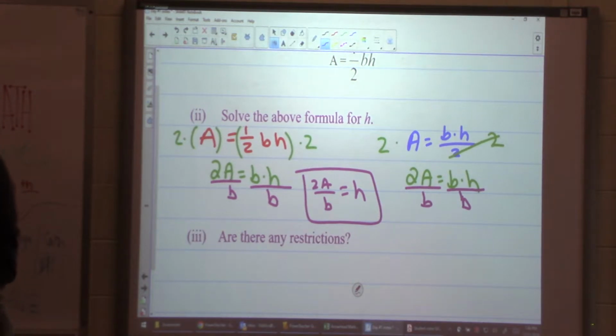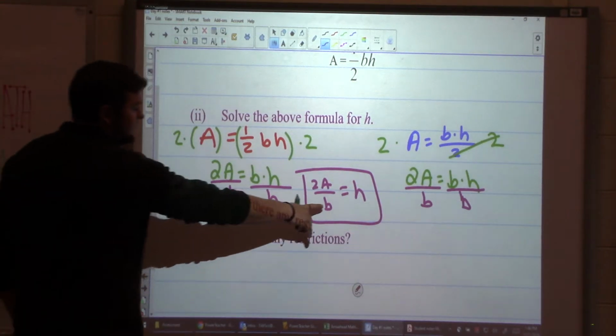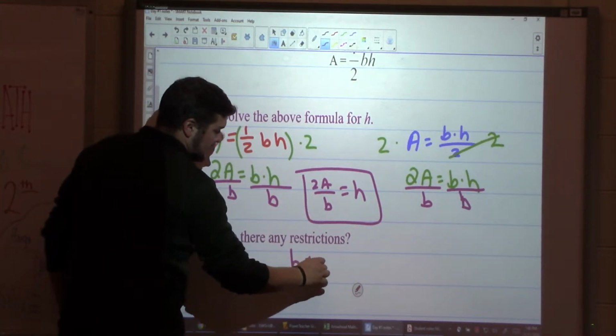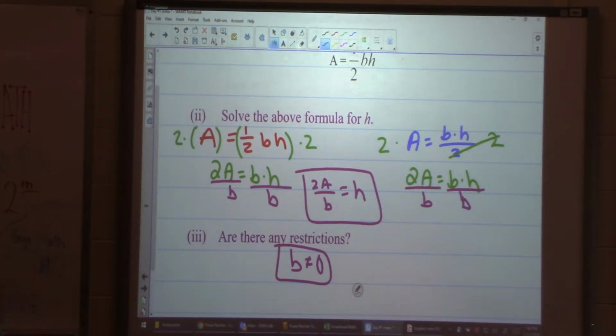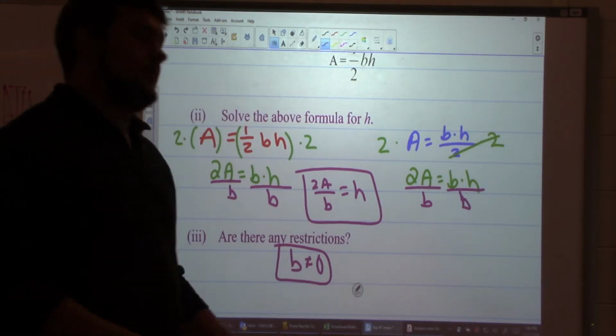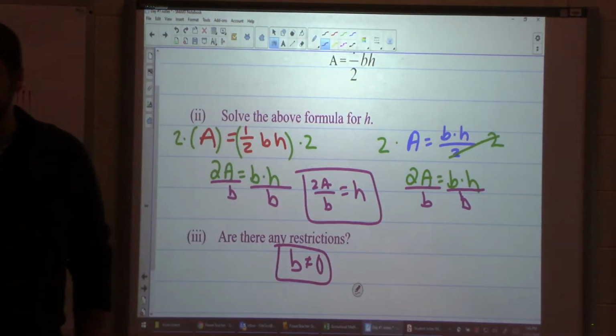Okay? That makes sense? Okay, well then what would my restrictions be? b cannot equal 0, right? I have a b in my denominator. Now, technically there are other restrictions to this. Like, if I'm talking about the base and the height, can I have negative numbers? No. If I'm talking about the area, can I ever have a negative number? No. We're not going to put those down. I really don't care about those. Those are like if you're actually doing the measurements and the formulas. In this case, our only restriction, b cannot equal 0. Alright? Cool?